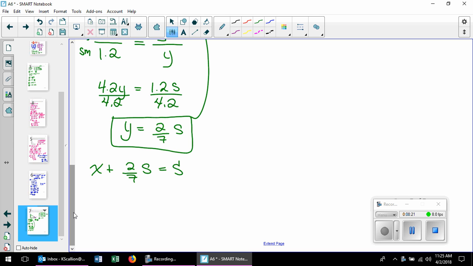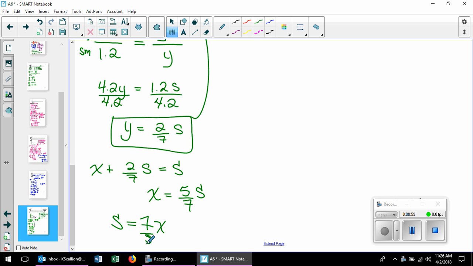So what do we got here? If I subtract that, I'm going to have x on this side and 5/7 s on that side, because that would be 7/7s minus the 2/7s. I did all that in my head, in my fraction work. Do you need to see those steps? No? All right. So what's s equal to? So s is equal to 7/5 x.